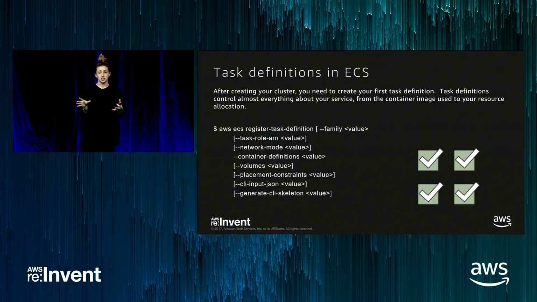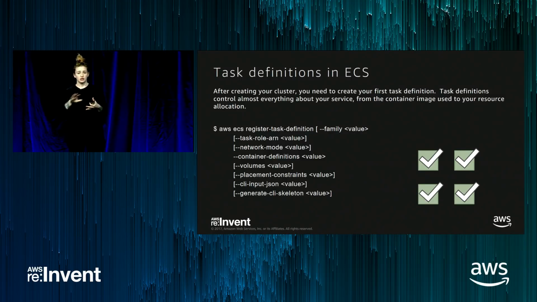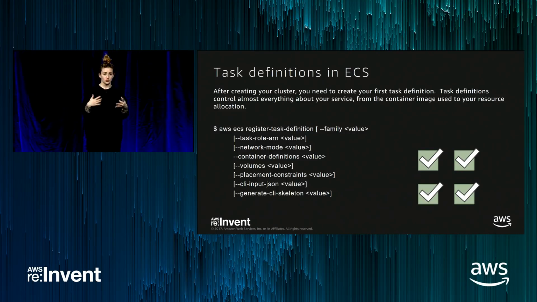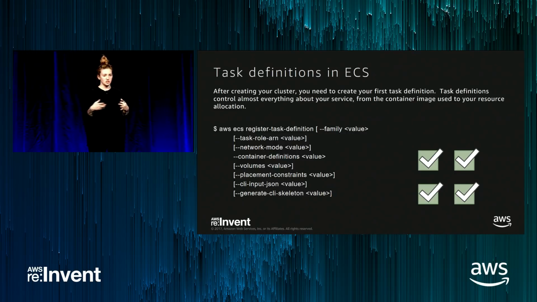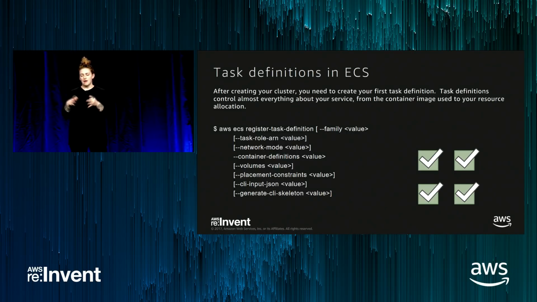So from the container image that we're using to the resources that we give it. And a lot of this can be changed, right? So when I deploy my service again and again, I can change the container definition. I can change some values in the task definition. But have a thought when you're doing this.